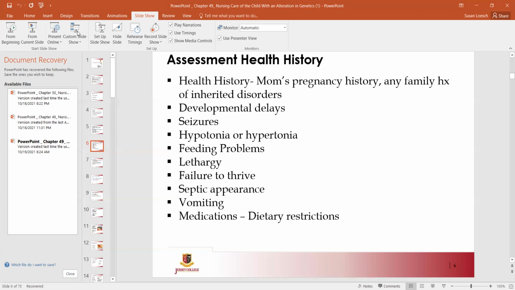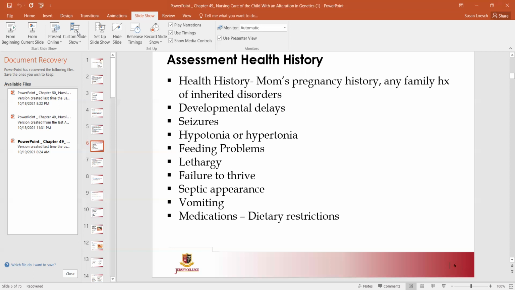So when we're looking at the history of the present illness, we also need to inquire about things like, again, mom's pregnancy history, any family history, any developmental delays in the child, any developmental milestones that they may have reached that now they can't reach, any change in developmental status, seizures, hypotonia, hypertonia, any feeding problems, lethargy, failure to thrive, septic appearance, vomiting. Medications, and any dietary restrictions.